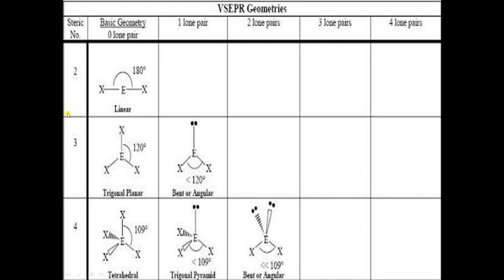Now when electron pairs are 3, what will happen? In the first case we are taking lone pairs as 0, so only 3 bond pairs are present. 3 atoms will be present around the central atom, like in this way, at the maximum distance, and the angle is 120 degrees, and this geometry is known as trigonal planar.